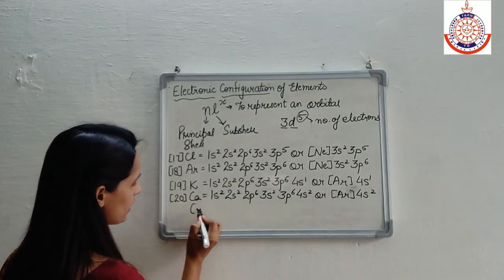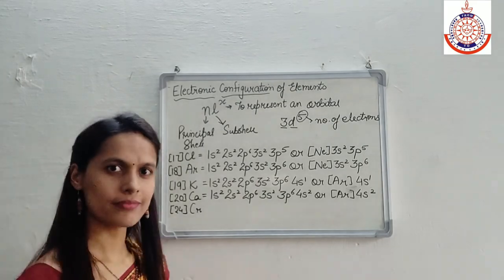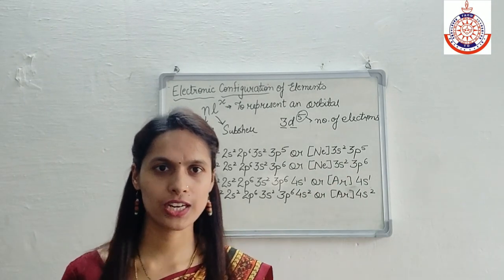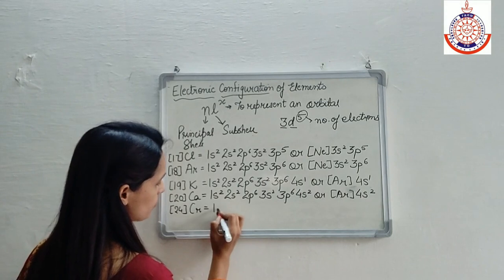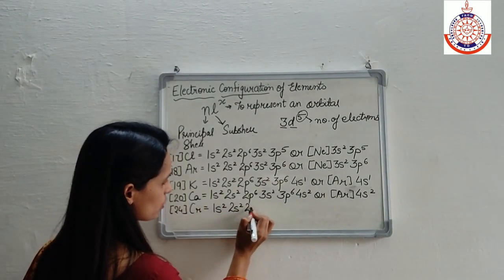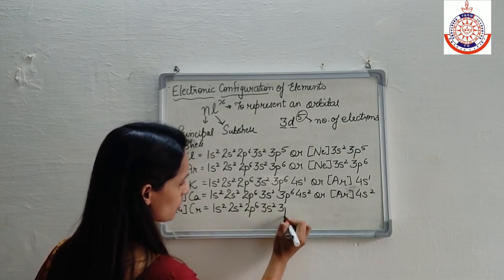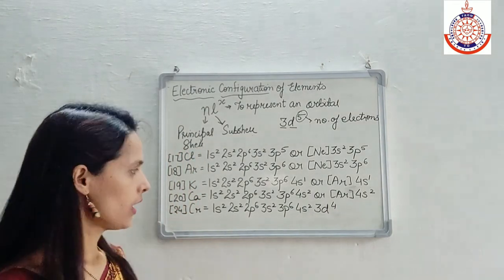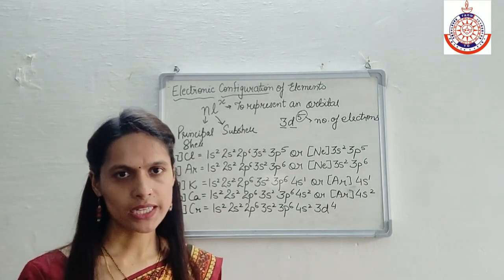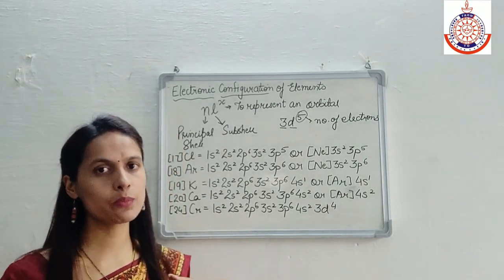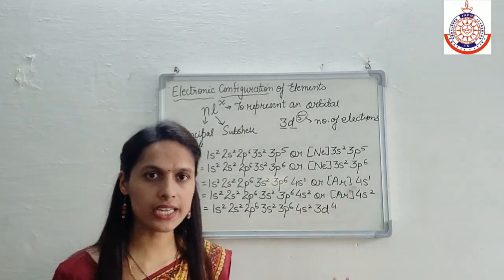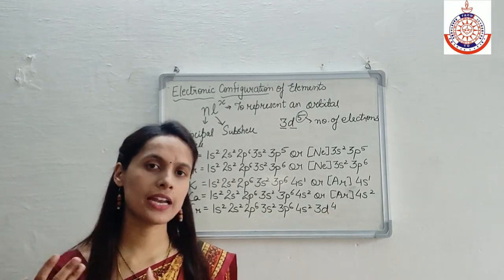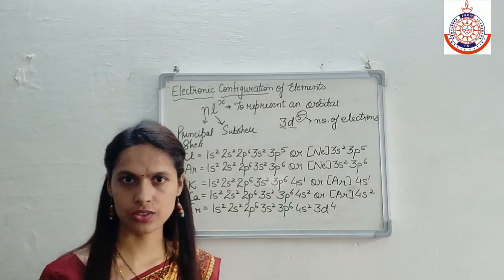Now try to write the electronic configuration of chromium, just as we write the others. So it becomes 1s2, 2s2, 2p6, 3s2, 3p6, 4s2, 3d4. Obviously, clear? Up to 4s2, the number of electrons is 20 and we have 24 electrons. So the 4 electrons will move to the next energy orbital, and the orbital whose energy is greater than 4s is 3d. So the electrons will enter the 3d orbital. So the configuration becomes this.